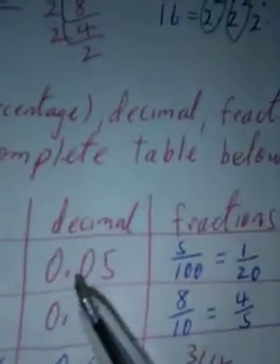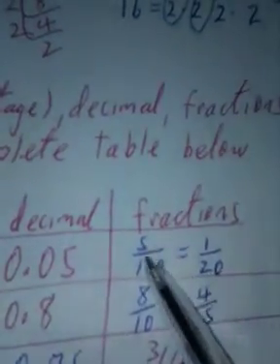Sorry about that. The paper is being blown. 5 out of 100. See, this is in the hundredths position. Tenths, hundredths. 5 out of 100. And I can reduce this to 1 over 20.